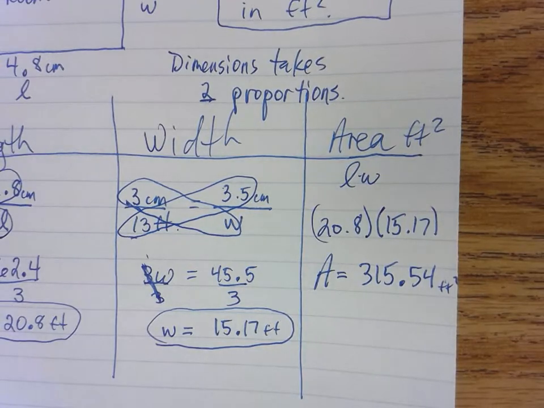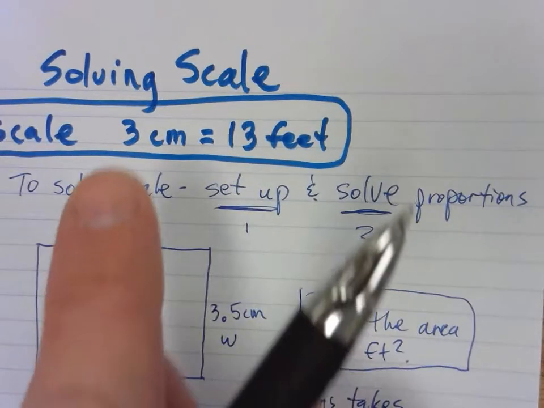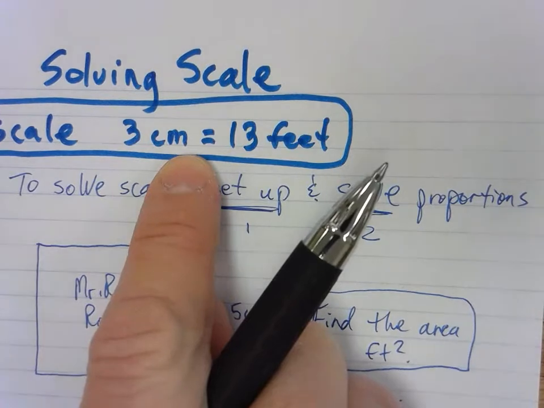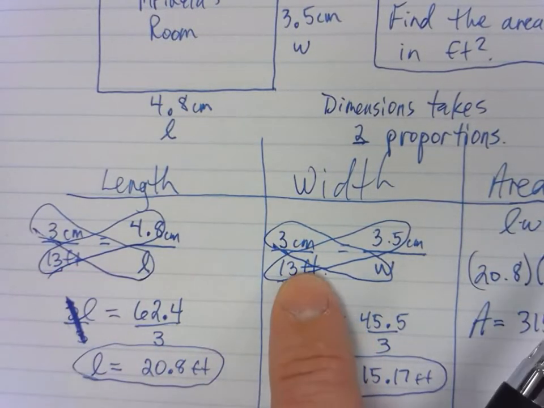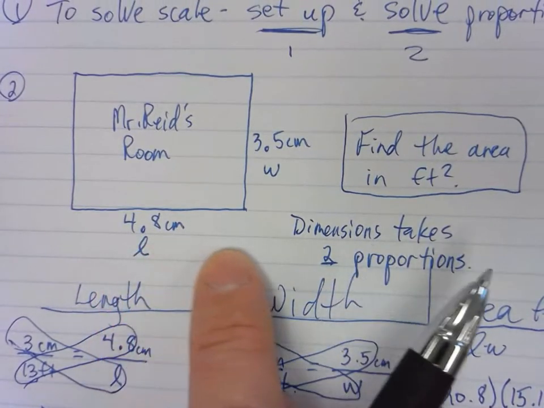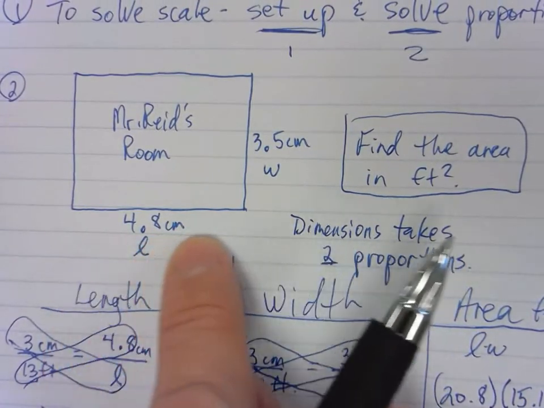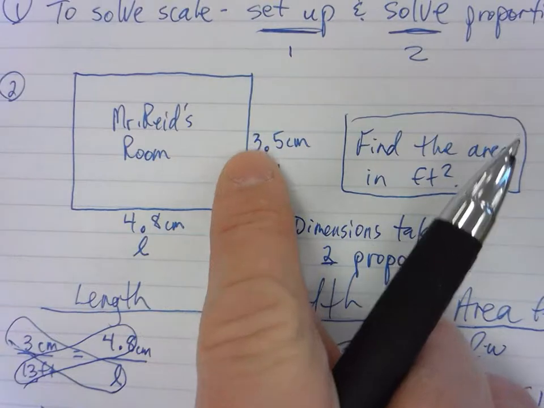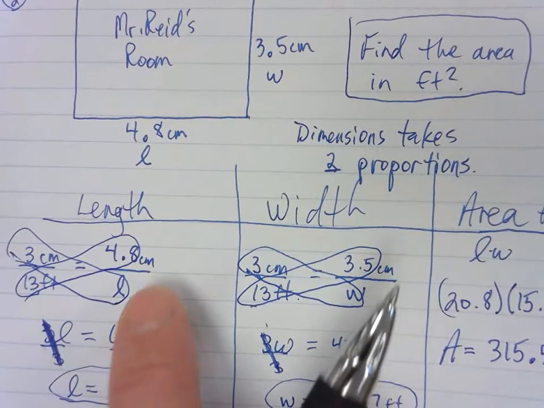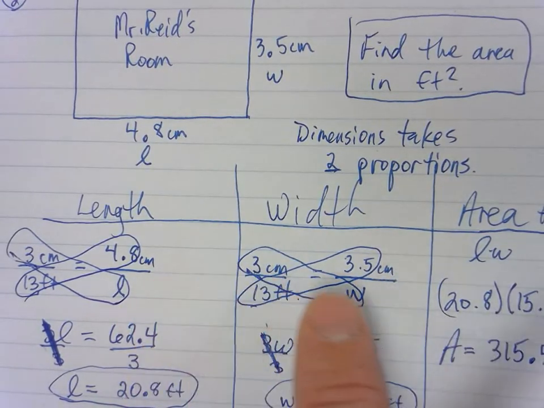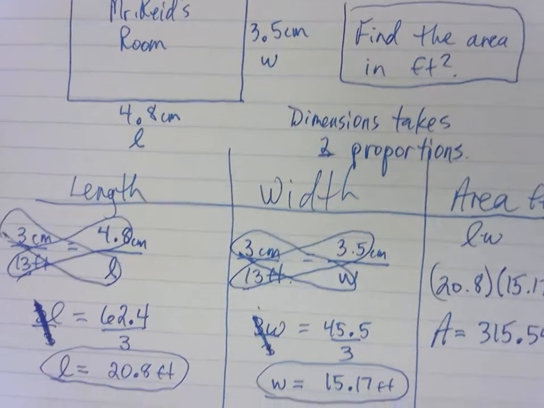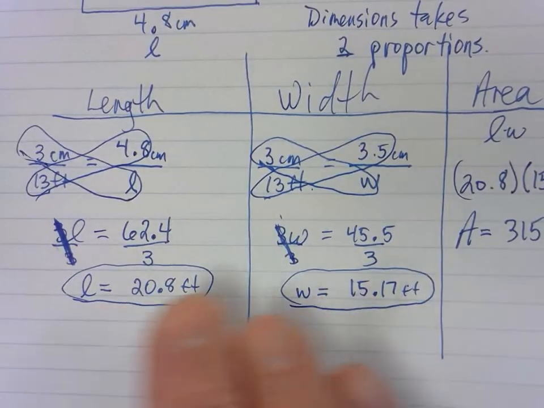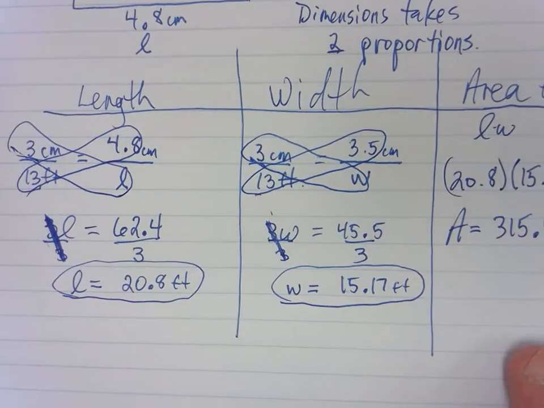Okay, so you always want to put that as your first thing you write down. So the scale is 3/13. I put it there. I measured here to the nearest millimeter, 4.8 centimeters that way, 3.5 centimeters that way. Did the length for this one, did the width for this one. Of course, we did our cross products and solved them. When you get the length and your width, those are your two dimensions. You multiply those together to get the area.